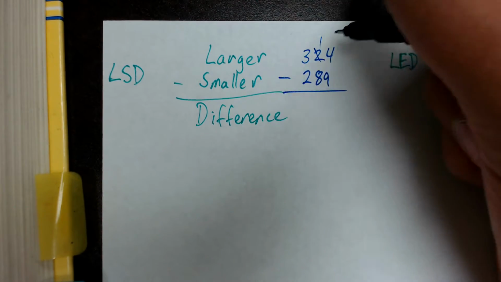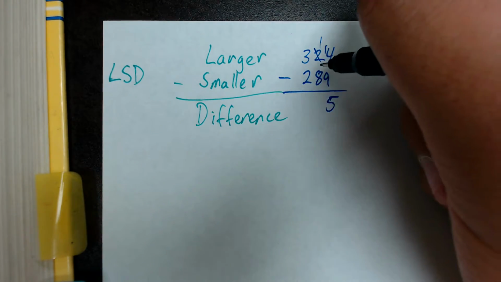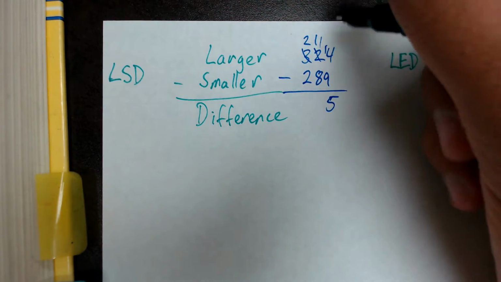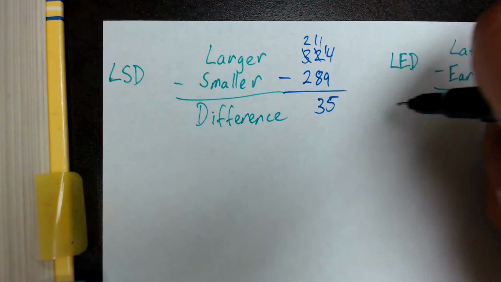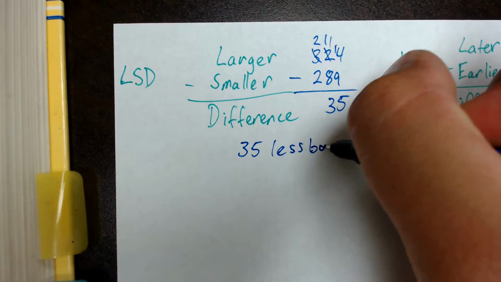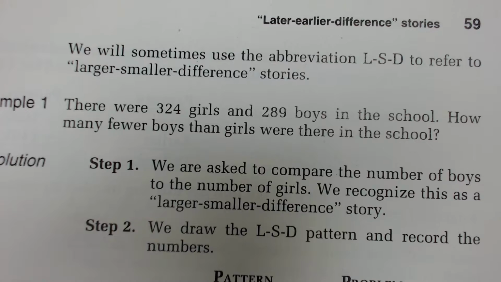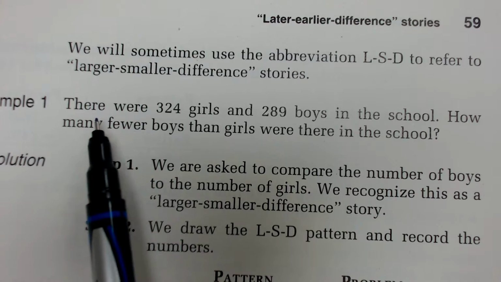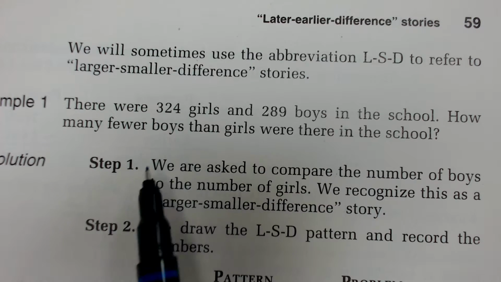So I'm going to regroup this 20 into a 10, carry the 10 ones over, so now I've got 14 minus 9 is 5. This 1 will not subtract the 8, so I'm going to regroup this 300 into 200 and give myself 10 more tens over here. So 11 minus 8 gives me 3, 2 minus 2 is 0, so 35. So the difference is 35 fewer boys. And that was pretty simple, wasn't it? Now, if some of you are getting daunted by word problems, you need to learn how to single out the important information. The important information here is 324 girls, 289 boys, and how many fewer boys.